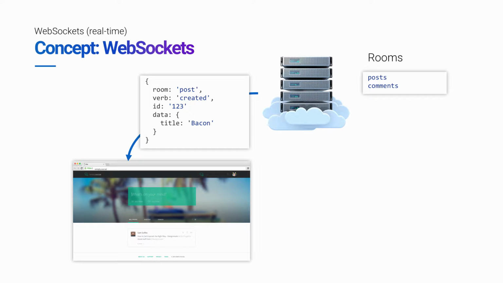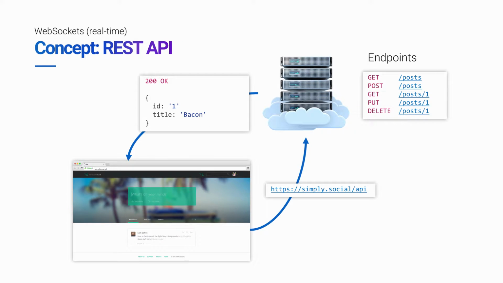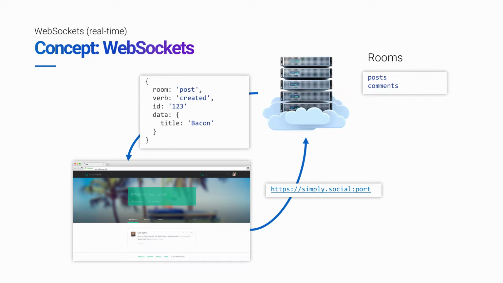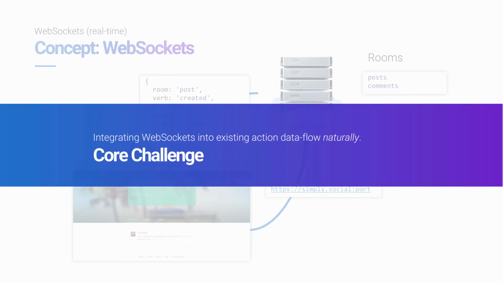It's also important to call out that the responses do look a little different as well. So once again, here's the REST API concept, and here is the WebSockets concept. The point of this is really just to highlight that conceptually, the same pieces exist in both the REST API model and the WebSockets model, they just change name and form. The core challenge with this is integrating WebSockets into the existing REST API action data flow naturally, as duplicating actions for every real-time endpoint would be tedious and error-prone. So let's take a look at how Lore is planning to implement that.